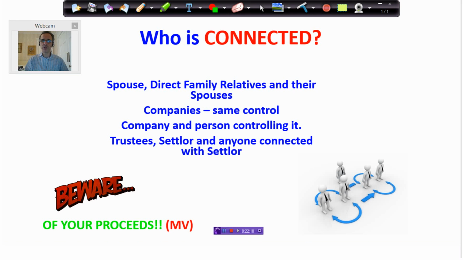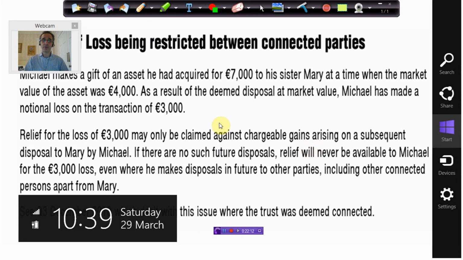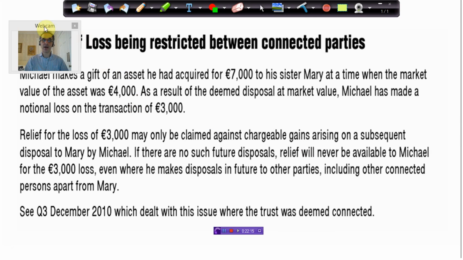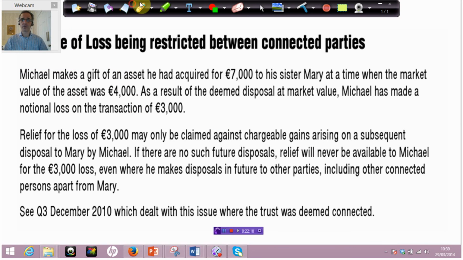Okay, I'm going to show you a little example in this area now. Let me just move this a little bit for you. What you will see here, and I'll give you a chance to read this in a moment, is an example of a connected party transaction where there's a restriction on the use of the loss. So we have two people. We have Michael and his sister Mary. There's an asset being transferred, or gifted in fact, from one to the other.